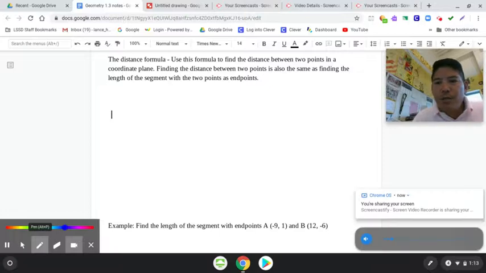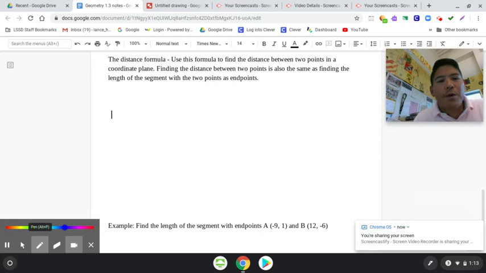Okay, this is geometry 1.3 still, part 4. Sorry about all the different parts, but there's kind of a lot of information, and I didn't want to make each of the videos too long. So on the last part, we talked about figuring out the midpoint between 2 points in a coordinate plane.